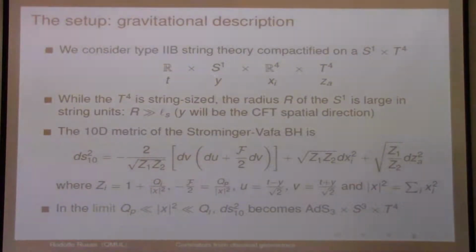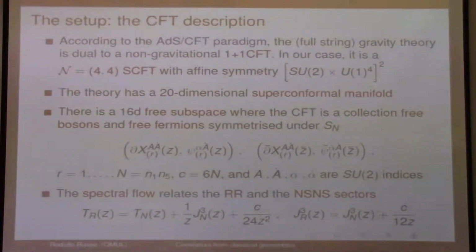The connection to the AdS3 regime is done by doing the usual decoupling limit, and then if you take the decoupling limit, this geometry becomes AdS3 cross S3 cross T4. From the CFT point of view, that would be the analog of AdS5 cross S5, if you wish, and this is the analog of N equals 4 super Yang-Mills.